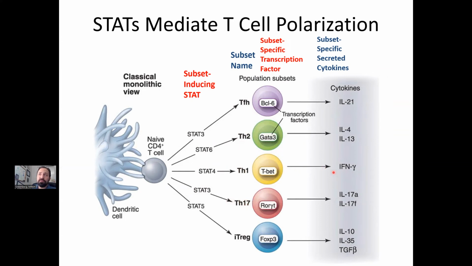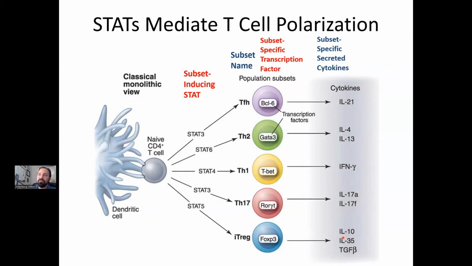Th1 was the first subset discovered. Th2 was the second subset discovered. Th17 was named because of its signature cytokine, interleukin 17. Interleukin 17 is the most pro-inflammatory cytokine in the body. So interleukin 17 really induces robust proliferation and inflammation. So this is a very inflammatory cell, with a very inflammatory cytokine.